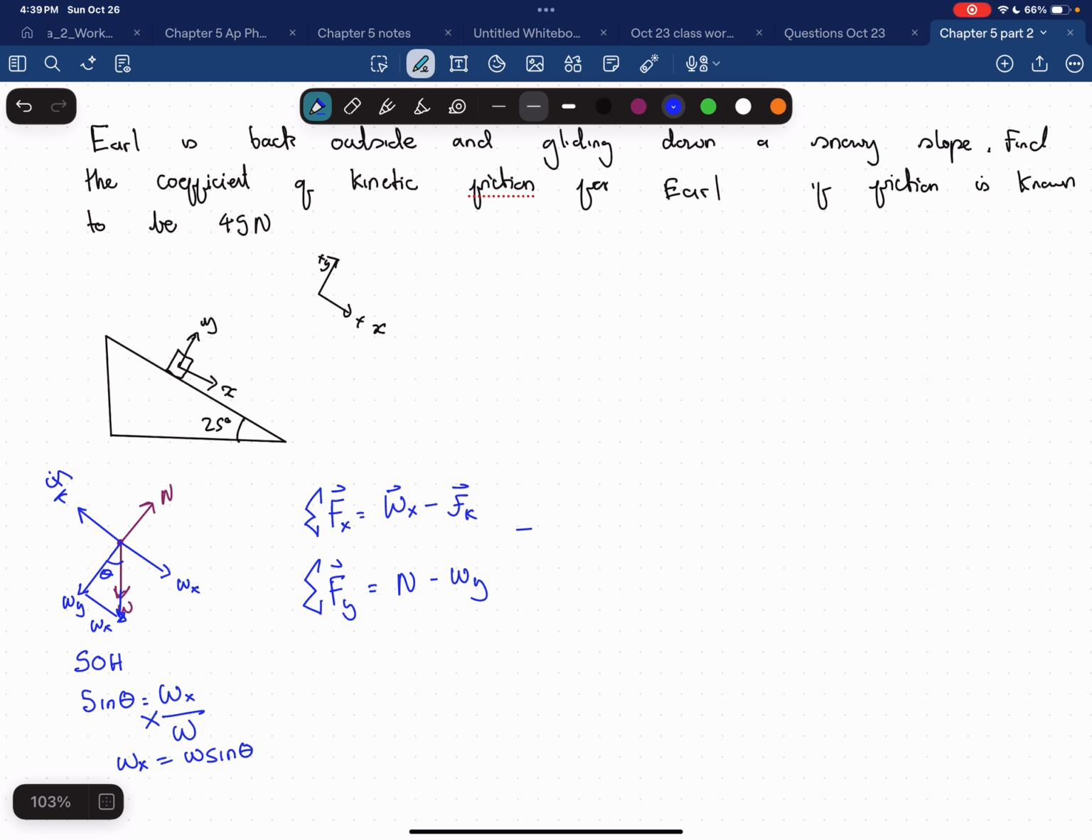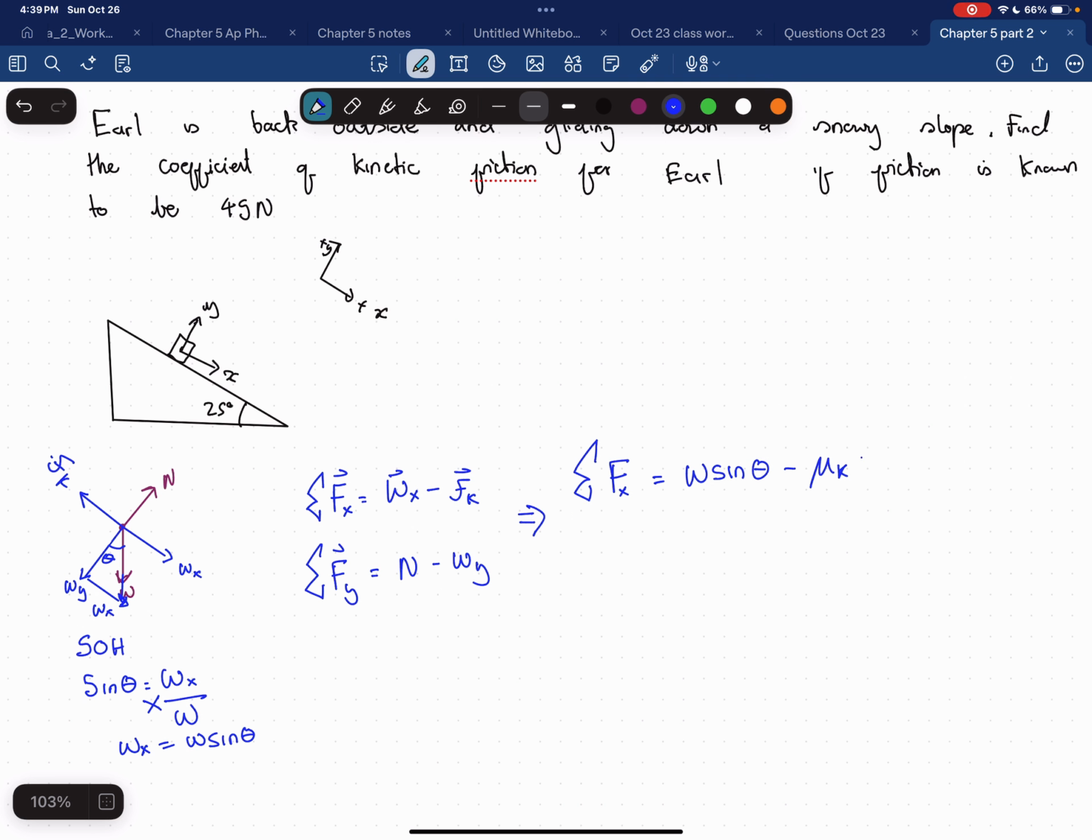So if I put them in their magnitude form now, all right, F of x is going to be equal to w sine theta minus mu sub k times the normal force. It's going to be N. Now, what's the normal force? We need to find that out really quick. Our normal force, well, F of y is 0.